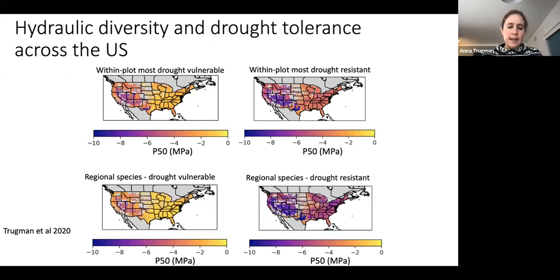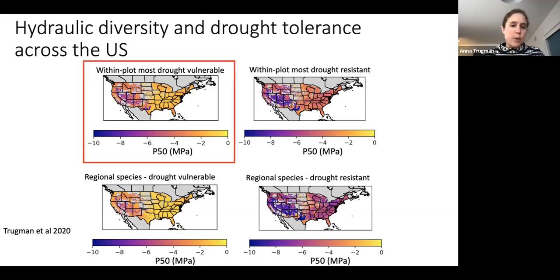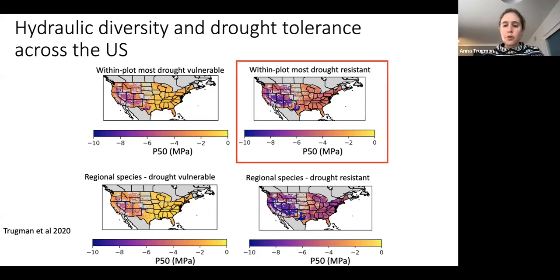And in addition to capturing these community-weighted traits, we also developed maps of the hydraulic diversity within plots across the US, and then within climate grid cells, which in this exercise that I'm doing from a modeling perspective is 1/4 of a degree. So at the equator, that corresponds to about 25 kilometers on one box size. And so when we were looking at the within plot most drought vulnerable species, this was the individual tree with the least negative P50 value recorded in a plot. And then we averaged that for a particular climate grid cell. And the converse for the most within plot, most drought resistant.